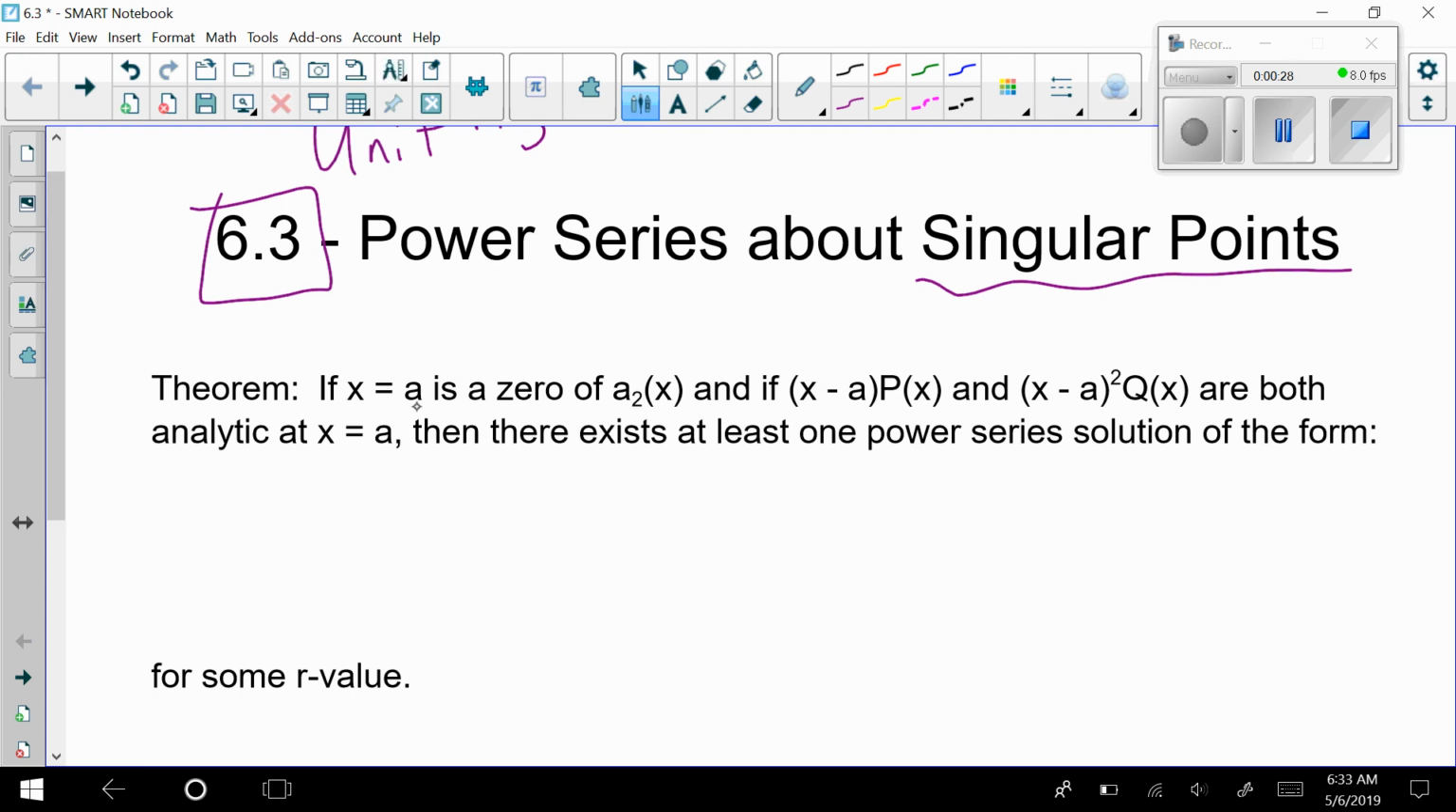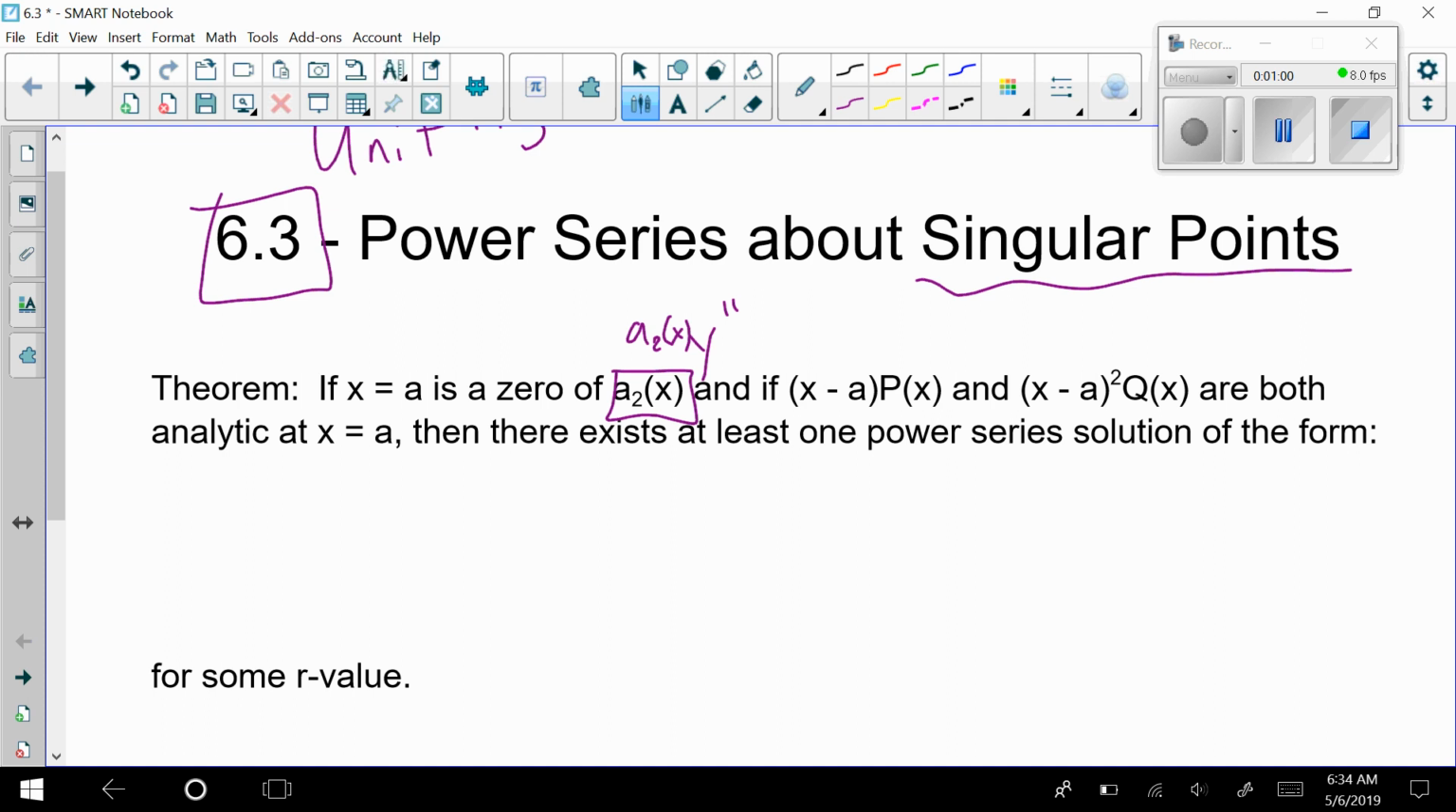It says if x equals a is a zero of the polynomial a sub 2 of x. Well, remember that we placed that out in front of our very first one, right? So usually on a second order, we would have y double prime, and whatever is sitting out here is that a sub 2 of x. And we also talk about x minus a and x minus a squared being analytic, which we talked about all the way back in 6.1.